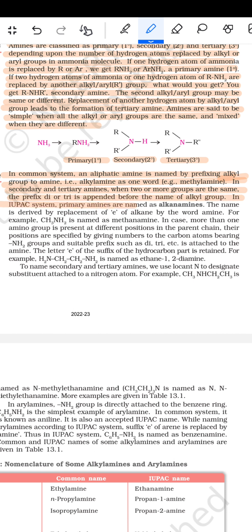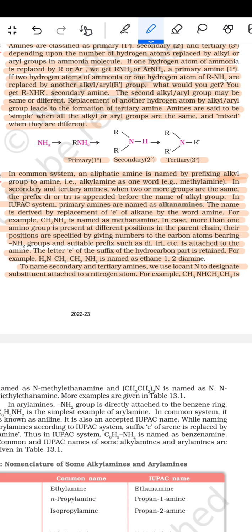In the IUPAC system, primary amines are named as alkanamines. The name is derived by replacement of the e of the alkane by the word amine. For example, CH3NH2 is named methanamine. In case more than one amino group is present at different positions in the parent chain, their positions are specified by giving numbers to the carbon atoms bearing NH2 groups and a suitable prefix such as di, tri, etc. is attached to the amine. The letter e of the suffix of the hydrocarbon part is retained. For example, NH2CH2CH2NH2 is named ethane-1,2-diamine. To name secondary and tertiary amines, we use the locant N to denote substituents attached to the nitrogen atom.